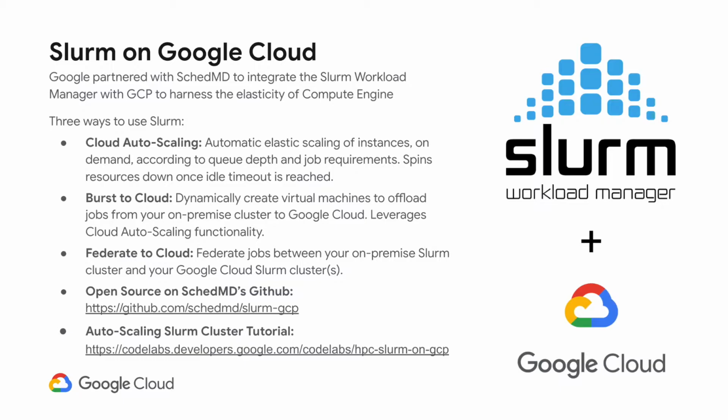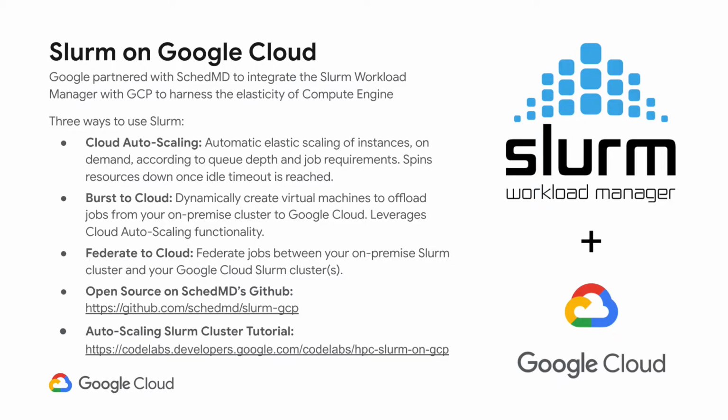That is the ability for Slurm to deploy directly into Google Cloud as a standalone cluster and to auto-scale up and down instances depending on your job requirements. We also partnered with SchedMD to add burst to cloud capabilities into Slurm so that you can configure your on-premise Slurm controller to burst individual VMs and groups of VMs into the cloud automatically based on job requirements. And finally, we have federate to cloud capabilities that allow you to federate multiple Slurm clusters between each other, whether that's on-prem or in the cloud.